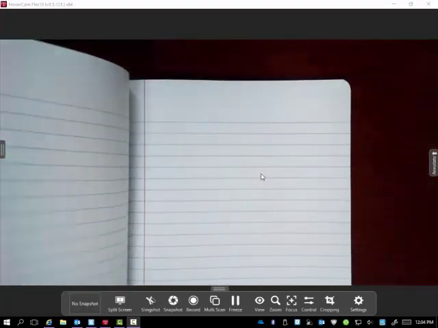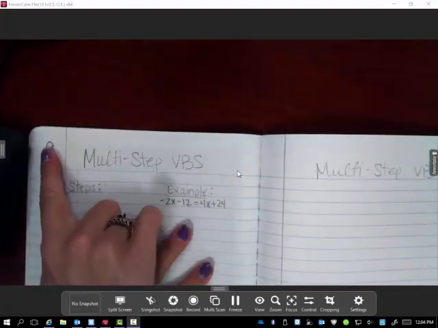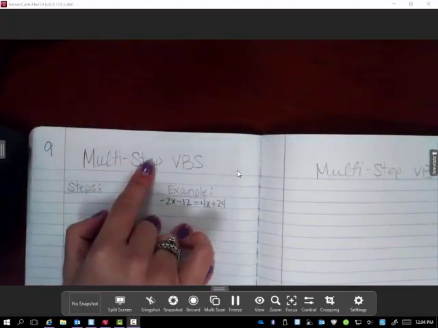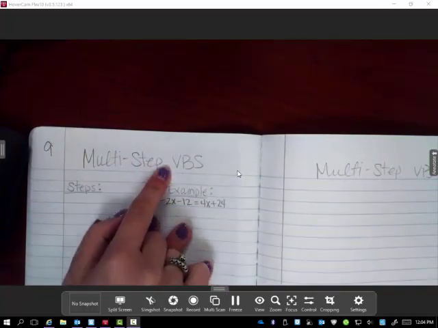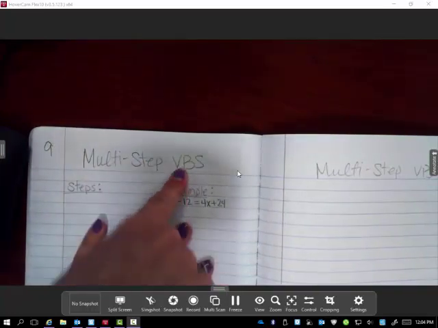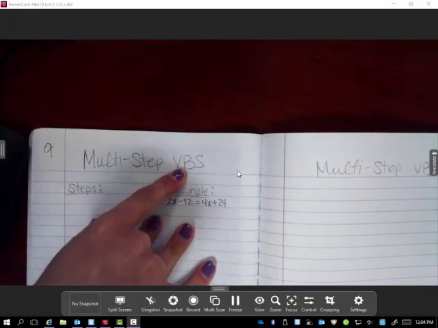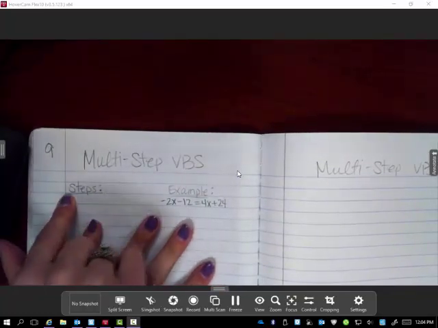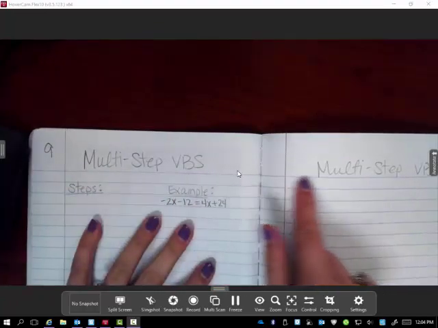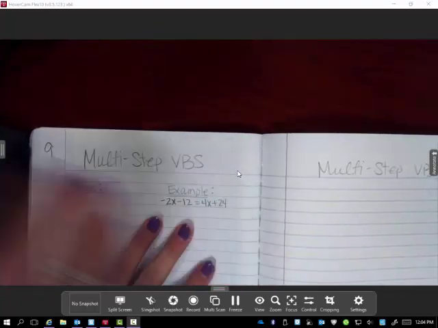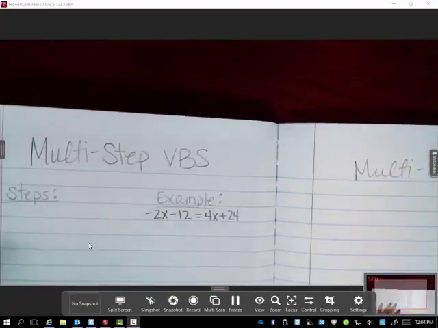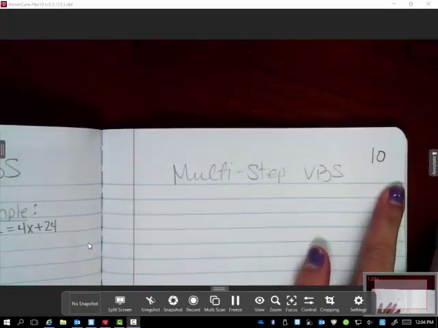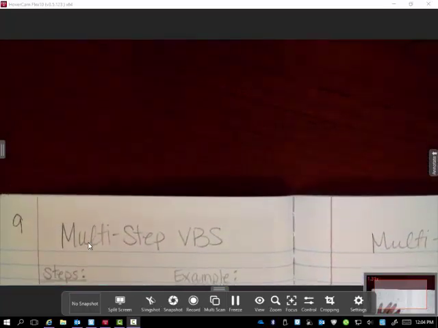Okay, so now we're turning to pages 9 and 10 in our journal, and we are going to label them with the page numbers, and also the title is multi-step VBS. VBS in this case does not stand for Vacation Bible School. It stands for variables on both sides. Instead of having to write multi-step equations with variables on both sides, we're abbreviating VBS. So you're going to write multi-step VBS on both 9 and 10 at the top.